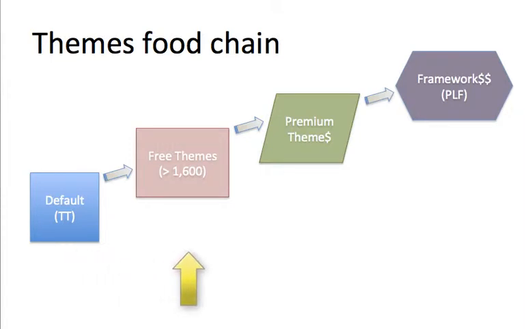From there, you can consider over 1,600 free themes that are available in the WordPress.org repository. If you can't find what you want, there are dozens, or probably hundreds, of premium or custom themes that you can buy, most of which are in the $30 to $60 range. Then at the top of the food chain are the frameworks, like Pagelines. These differ from themes in three major ways.